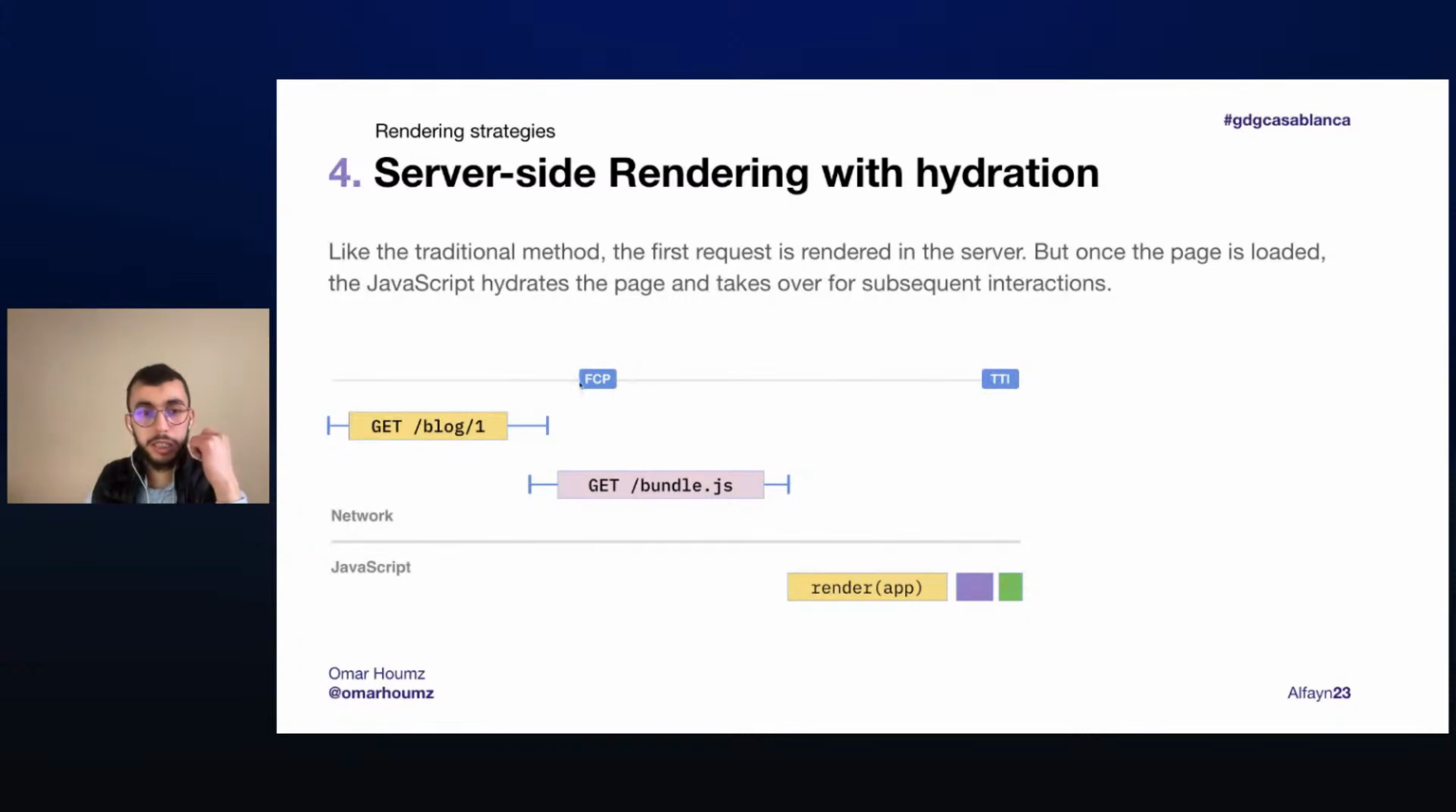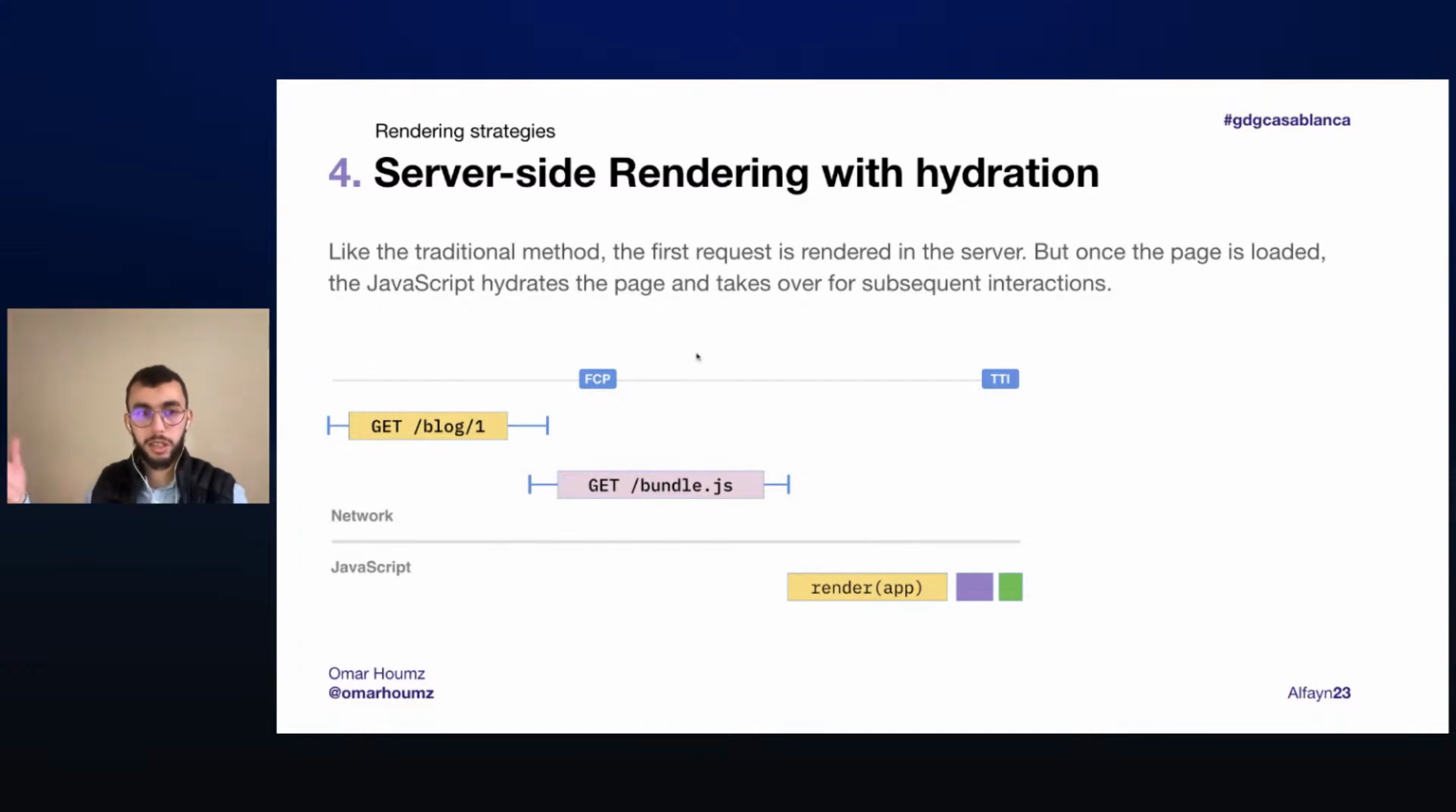At first the FCP was here, but now it became here. Why? Because on the first load we have some data, so we can show the user a contentful page. And now the FP or first paint is not mentioned here because they are on top of each other. The FCP is more important. This is server-side rendering with hydration.